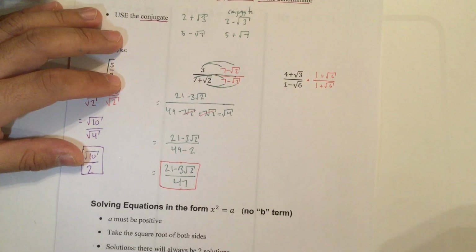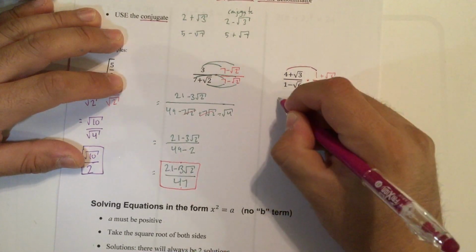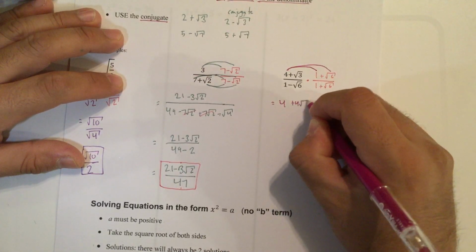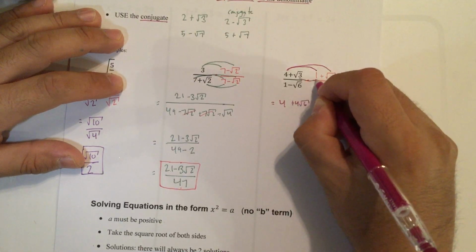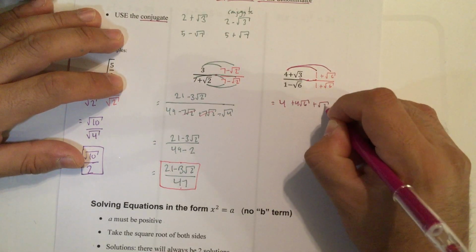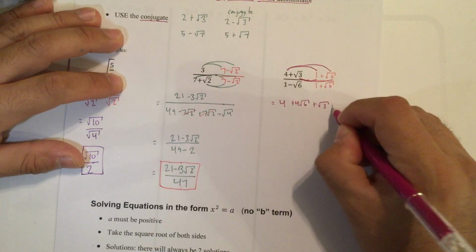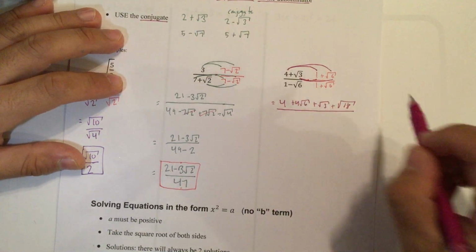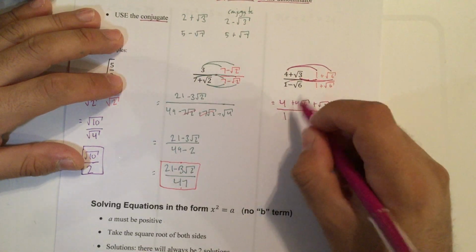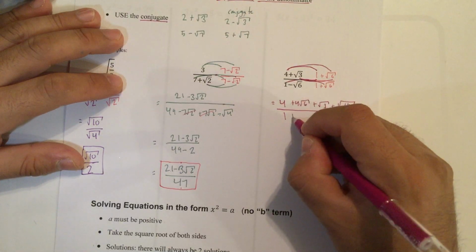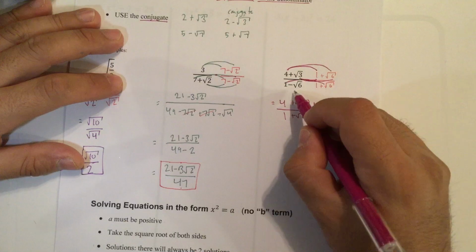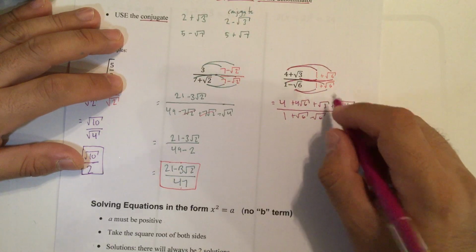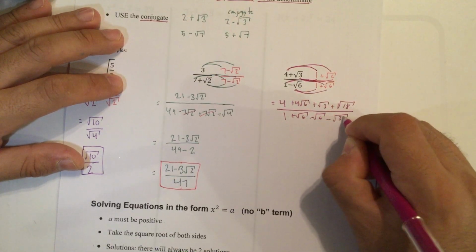So for this one here, on the top, we have 4 times 1, which is 4. 4 times the square root of 6, which is 4 square root of 6. The square root of 3 times 1 is plus 1 square root of 3. And the square root of 3 times the square root of 6 is the square root of 18. All right, now we're going to simplify the bottom. 1 times 1 is 1. 1 times the square root of 6 is positive square root of 6. Negative square root of 6 times 1 is negative square root of 6. And negative square root of 6 times positive square root of 6 is negative square root of 36.